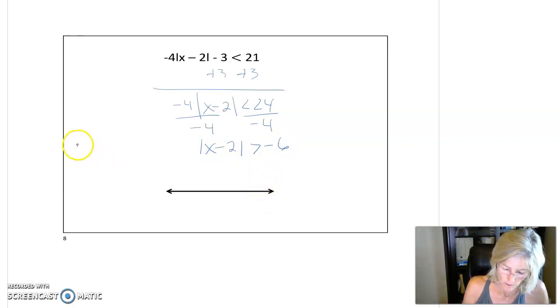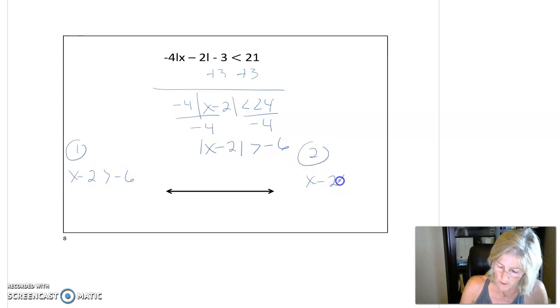The first one is the exact same. I just dropped the absolute value. The second equation is x minus 2. Flip it, change the sign. So x is greater than negative 4. x is less than, I'm going to add 2. These are the two things I'm going to graph.